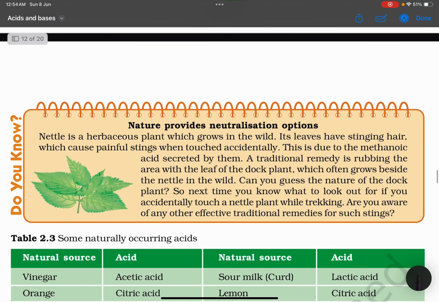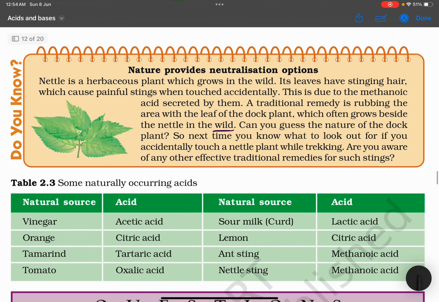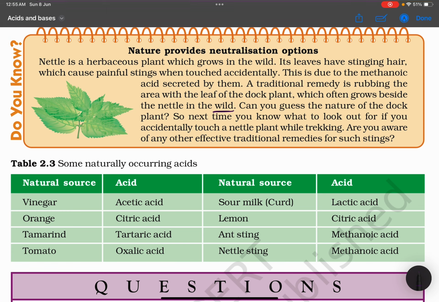This is that plant. Nettle is a herbaceous plant which grows in the wild. Its leaves have stinging hair, which causes painful stings when touched accidentally. This is due to the methanoic acid secreted by them. A traditional remedy is rubbing the area with the leaf of the dock plant, which often grows beside the nettle in the wild. Very interesting. Both the plants are together, and one gives pain, the second one gives relief. Can you guess the nature of the dock plant? So next time you know what to look out for if you accidentally touch the nettle plant while trekking.